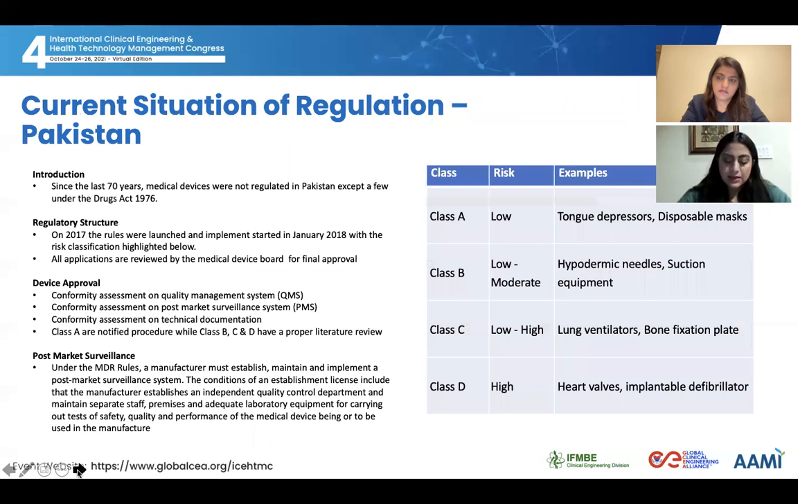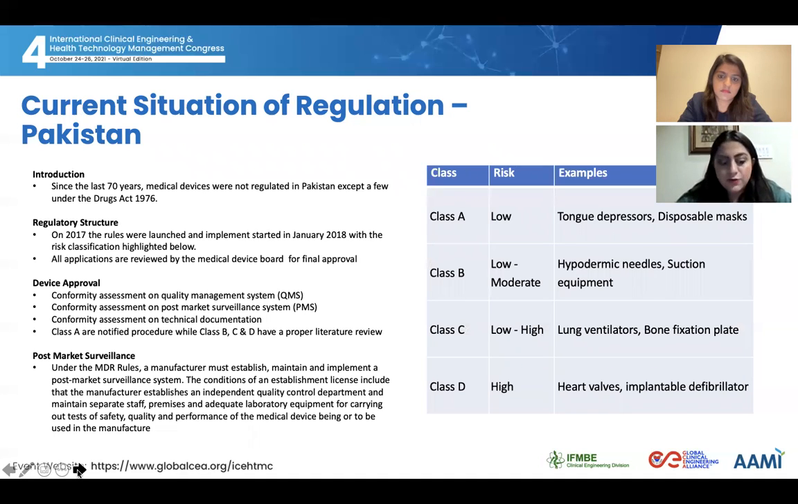As discussed, the present regulations are implemented in the Medical Device Rules 2017 under the Drug Act 2012 and are regulated by the Drug Regulatory Authority of Pakistan. It is divided into Class A, B, C, and D, D being the highest.